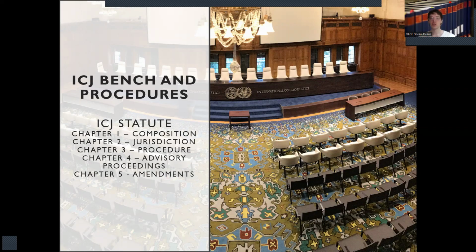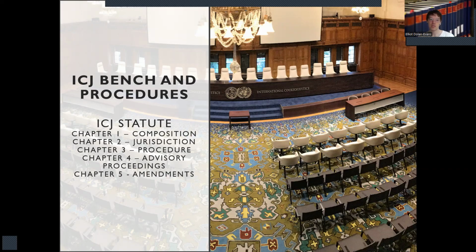Now, Chapter 3 is concerned with procedure. There's not a lot in this chapter in terms of the actual procedure, because a lot of the more nitty-gritty is spelled out in the rules of the court. The idea is that these rules should be able to be changed flexibly. So Chapter 3 doesn't actually put down a lot of hard and fast rules, because they should be able to change if they need to be.